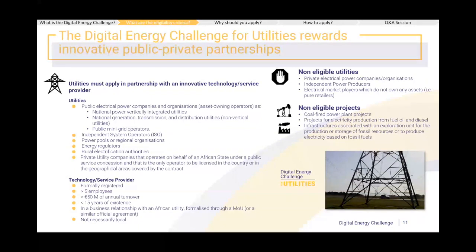Also, typically, electrical market players that are only financial actors, typically retailers of energy contracts, but that don't own or operate any assets, where they only sell capacity that is existing or contribute in an energy market of a specific country, are not eligible.